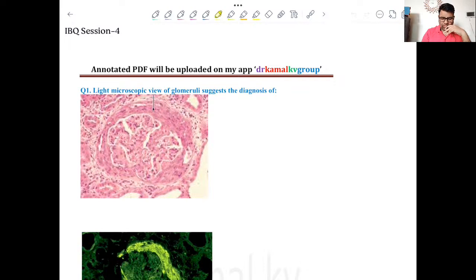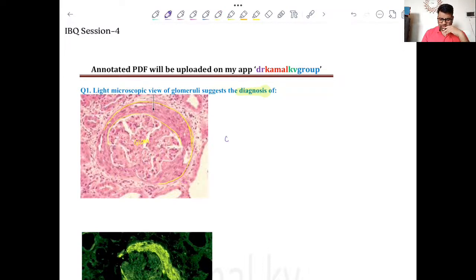The very first question is about the microscopic appearance of glomerulus, and we have to identify that, right? If you look here, this is all glomerular tissue, and on the sides you can see there is a crescent formation. Clear? So there is a crescent formation, something like this. This is a classical image of crescentic glomerulonephritis, right?